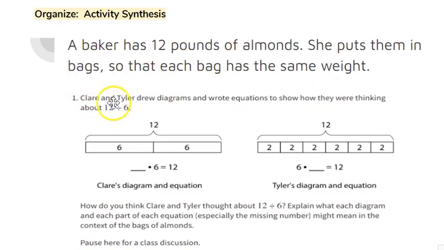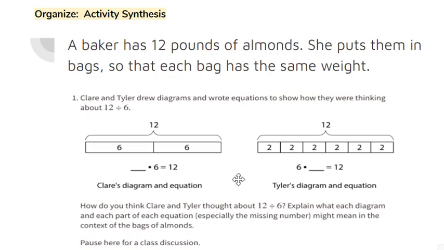What about here? Claire and Tyler drew diagrams and wrote equations to show their thinking. Claire is thinking of it as something times 6 is equal to 12, whereas Tyler is thinking of it as 6 times something gave him 12. So you can see that they're coming up with the same numbers in both situations, right? But the numbers are representing something different in each situation.